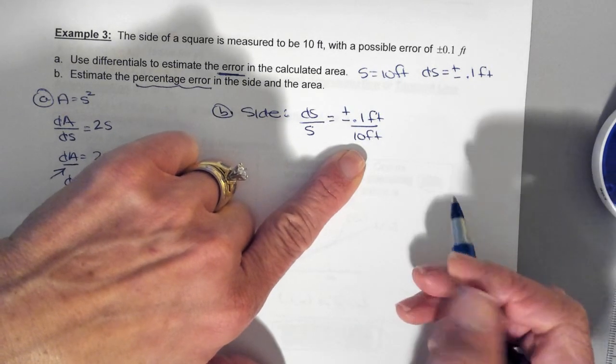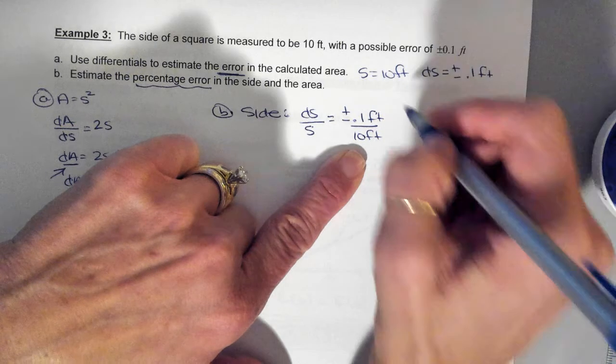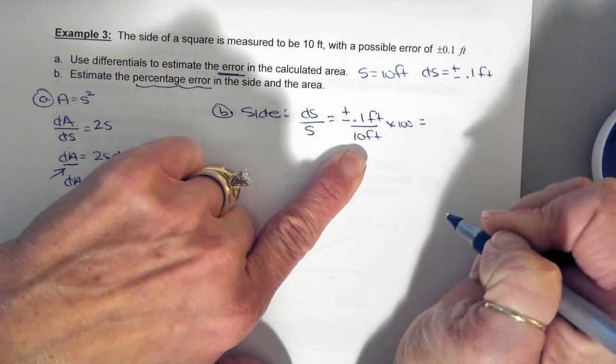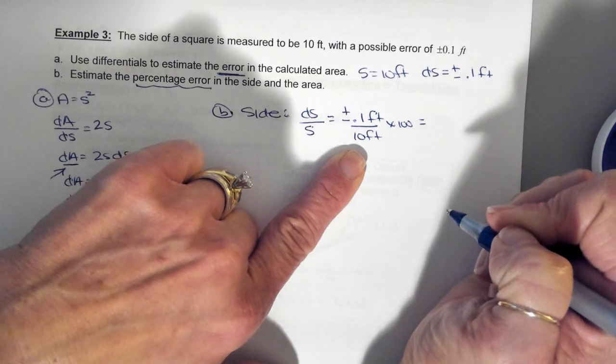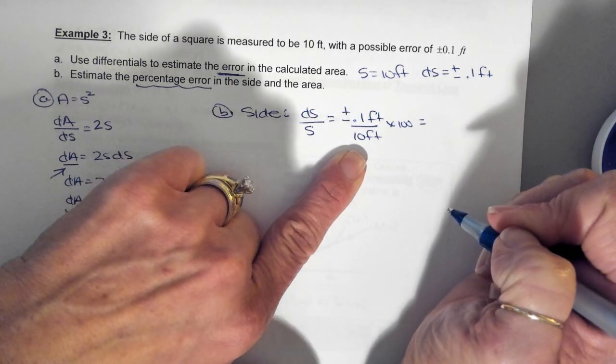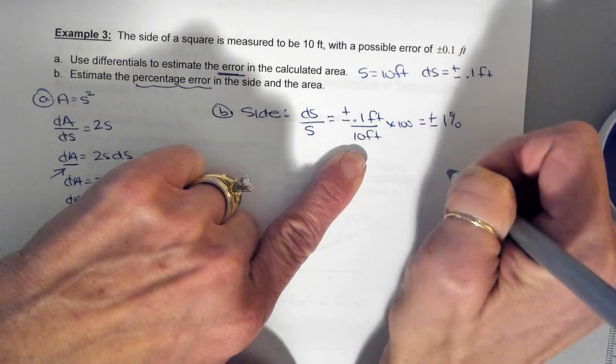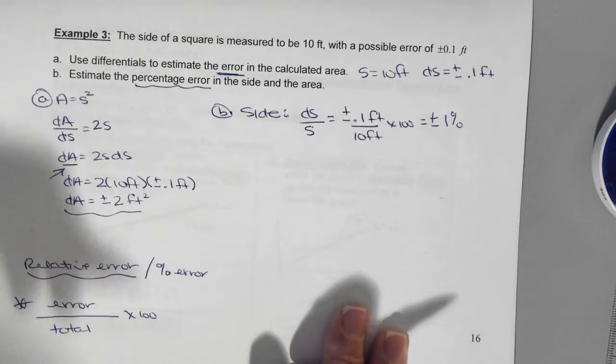Well, 0.01 times 100. What is the percent error in the side? Plus or minus 1%. This is the error for the side in terms of percent.